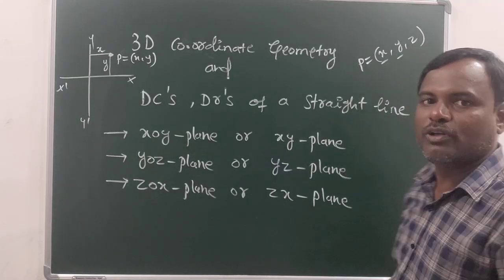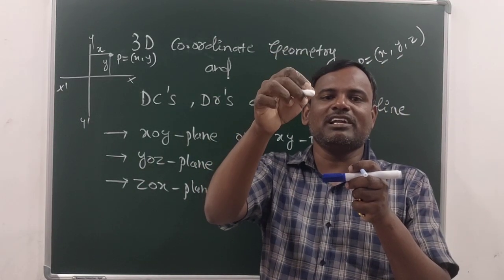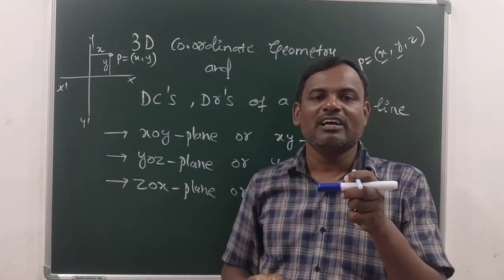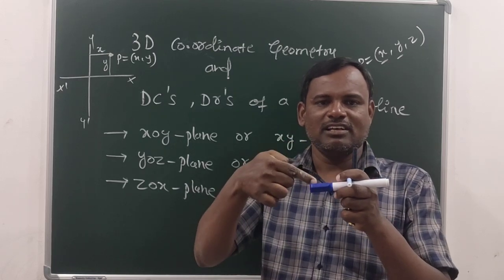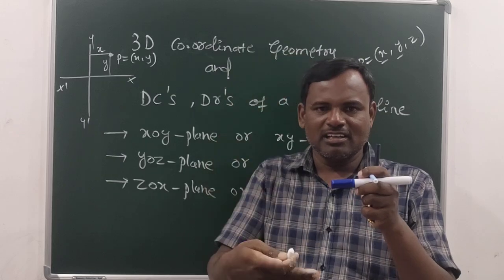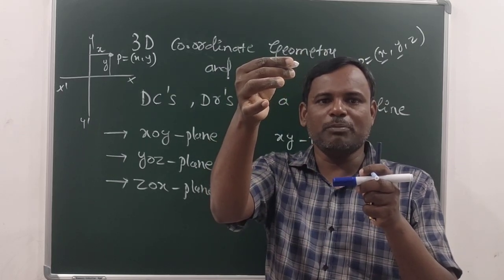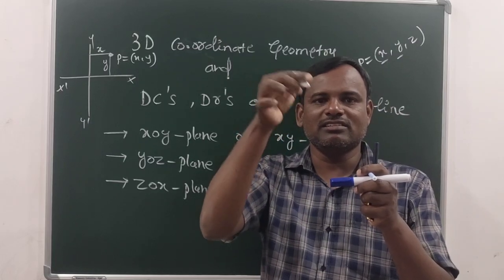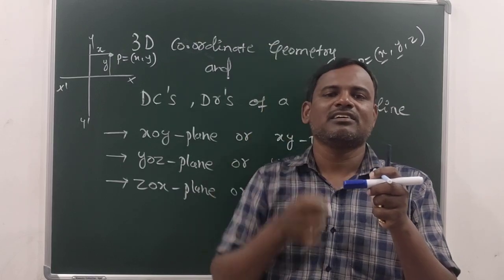Similarly, can you define the y coordinate of this point? It is the perpendicular distance from that point to the zx plane. So this is the x axis, this is the z axis. This plane is there, no? Drop the perpendicular. So this length is equal to this length on the y axis.